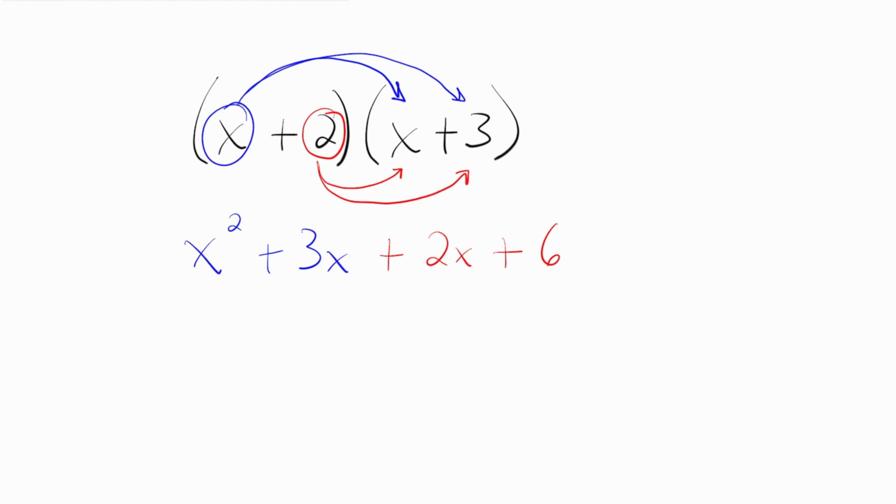If we then add those 2 middle terms up again, we get x squared plus 5x plus 6, and we get the exact same answer. You pick whichever one you like and go with it.